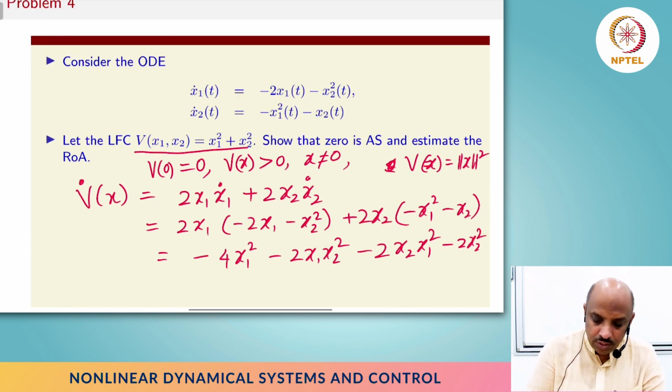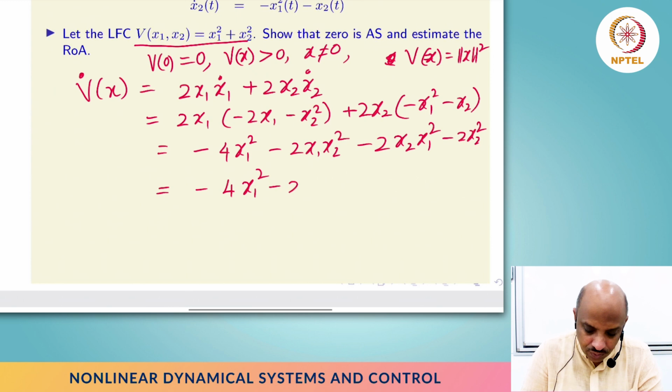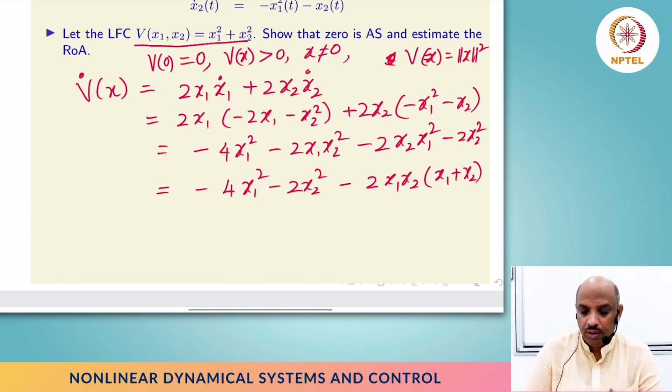Okay. So I'm going to collect a few terms here and there, minus 4x1 square minus 2x2 square, and then we have this cross term. I'm going to just write this as minus 2x1 x2 times (x1 plus x2). Okay, so the question is basically, is this strictly negative or not? For that matter, it doesn't even seem it is less than or equal to 0 because of the cross term here, right?